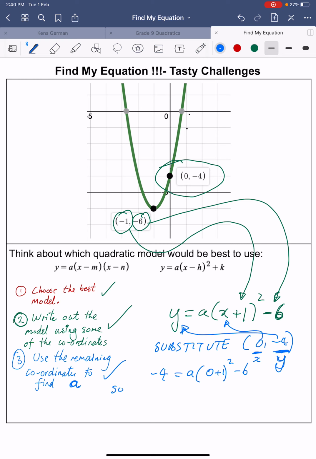Now we have to just go and solve this equation for a. So write everything else out as it is. -4 equals a. Now this is just 0 + 1 is 1, and that's squared, and this is -6. -4 equals, well, this little piece here, 1 squared is 1. In fact, this answer in here will always be positive, because any number times by itself is always going to be a positive. So this is just 1a. So 1a, let me just put that here, and that's a, and then -6.